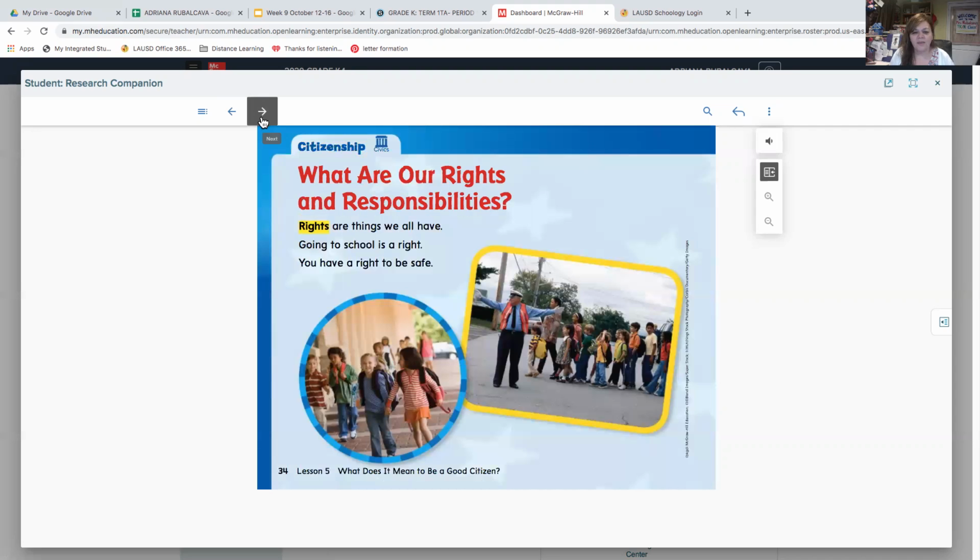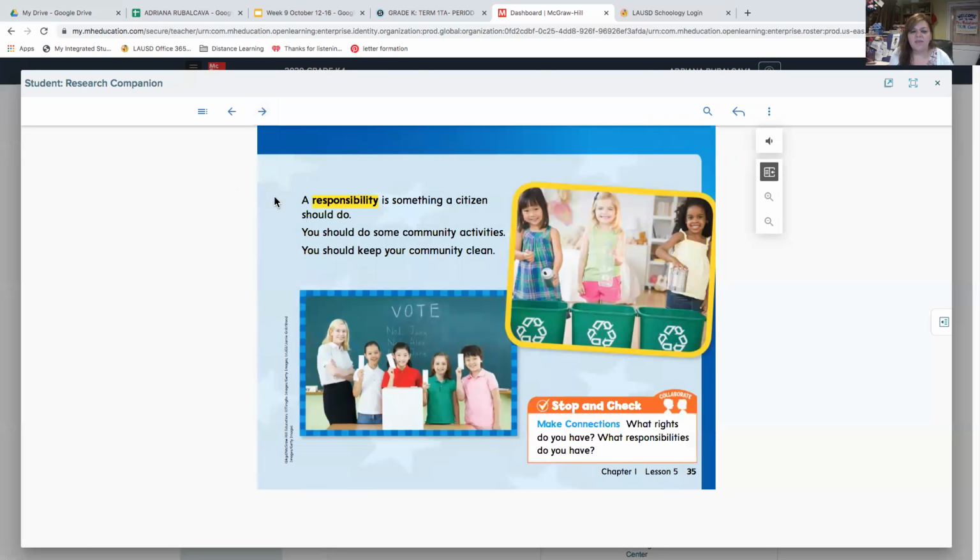Let's continue. As a citizen, we have rights and responsibilities. Rights are things we all have. Going to school is a right. You have a right to be safe. So to be safe, you need to follow the rules. A responsibility is something a citizen should do. You should do some community activities. You should keep your community clean.